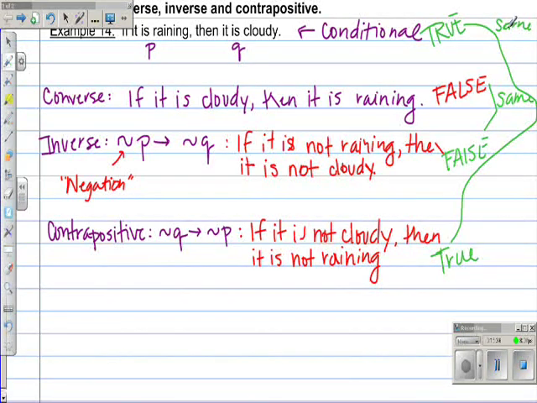Okay? Now, your conditional and your converse are not always the same, and your inverse and your contrapositive are not always the same, but the converse and inverse are the same, and the conditional and the contrapositive are the same. You can also find more of that on page 83 in your textbook. We'll give you more on those truth tables.